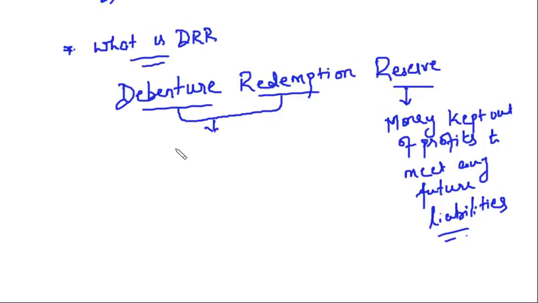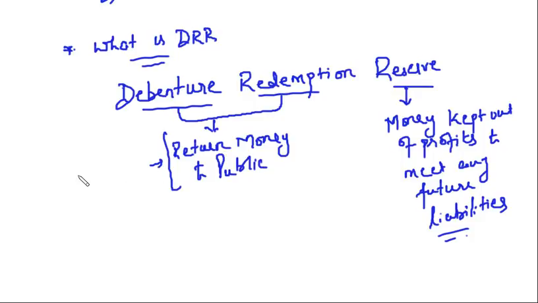Redemption of debentures is return of money to the public. Now, what is returning money to the public? It is your liability, right? And what is a reserve? Money kept out of profits to meet any future liabilities. Here you have a liability, and here you have money to meet those liabilities.